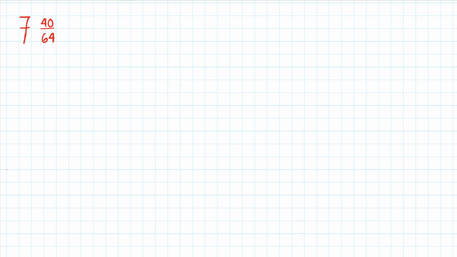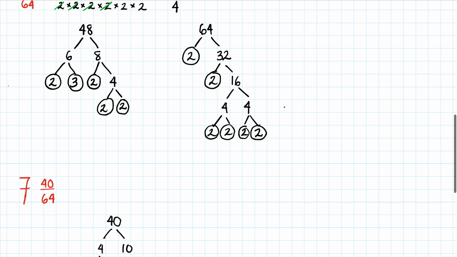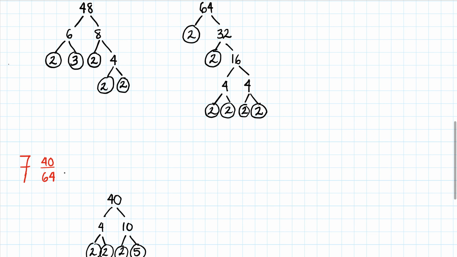So first step, I'm going to do the factor tree of numerator and denominator. So we start here. I'm going to start with 4 and then 10, and then 4 is 2 and 2, and then 10 is 2 and 5. Great. And then 64, and we just did 64, didn't we? Yes, we just did 64, so I don't have to do it again.